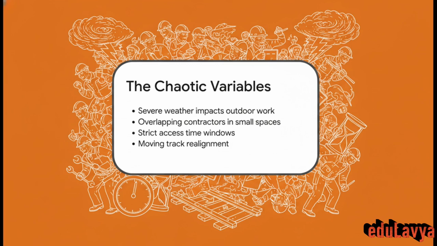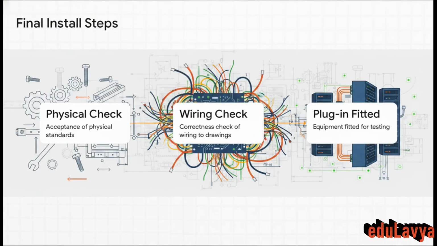They're fighting against incredibly strict, tight access time windows. And sometimes they're doing all of this while the physical environment around them is literally shifting, like when track realignment and structural building are happening at the exact same time. Because that environment is so incredibly unpredictable, the foundational design and those instructions must be flawless. But despite all that chaos, the final steps of the installation phase are still incredibly rigorous.